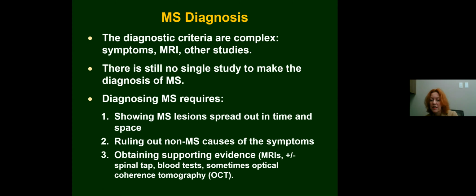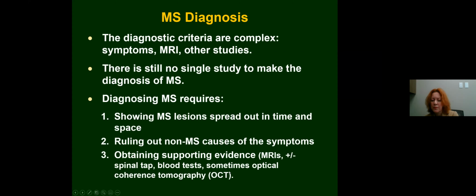You have to have a typical history that shows MS lesions spread out in time and space, not just one attack, like we talked about a couple minutes ago, but usually more than one attack, or one attack and MRI lesions that are diagnostic. So most people, certainly in the developed world, will get MRIs to help with the diagnosis. Some need a spinal tap, not always. And the blood tests are to look for non-MS causes of the symptoms.